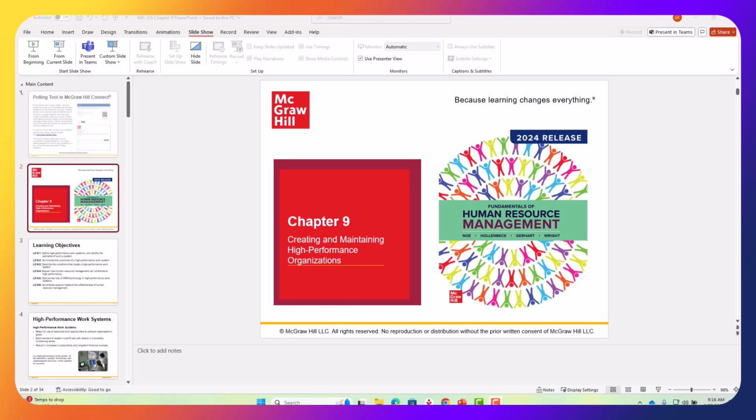So when we look at high-performance work systems, you make full use of resources and opportunities to achieve organizational goals. Each element of the system must fit well with the others in a smoothly functioning whole, resulting in increasing productivity and long-term financial success. So in a high-performance work system, all elements, people, technology, and organizational structure, work together for success.